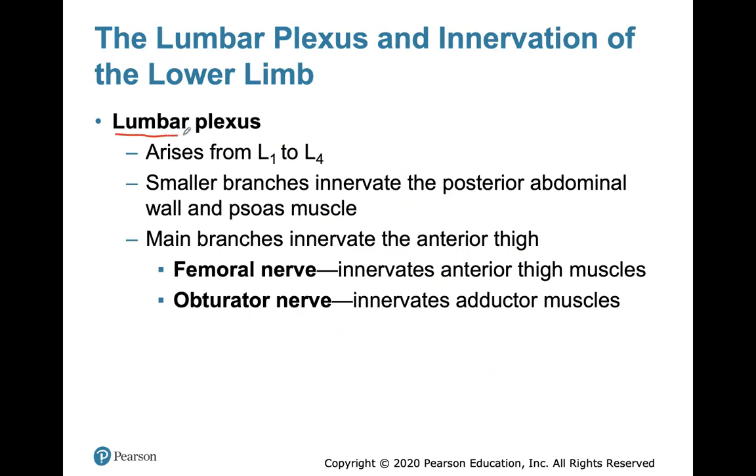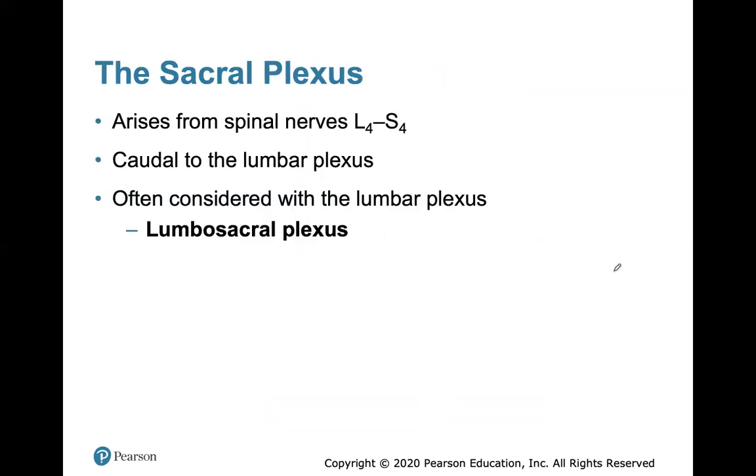The lumbar plexus is the third plexus, and it innervates the lower limb. The small branches innervate the posterior abdominal wall, and the main branches innervate the anterior thigh. A big one here is the femoral nerve, which will innervate the anterior thigh muscles, and the obturator nerve innervates the adductor muscles. So here's the lumbar plexus.